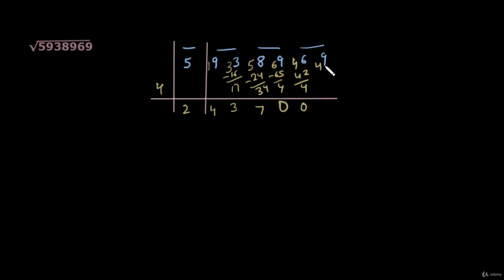And we place 4 before the next dividend number, 49. From 49 we subtract the duplex of this number. The duplex of this number is 49 only, because 4 times 0 is 0, 3 times 0 is 0. So 7 square, that is 49. So we subtract 49, we get 0. And because there are 4 groups, we will place the decimal after 4 digits. So the square root of this number is 2437.